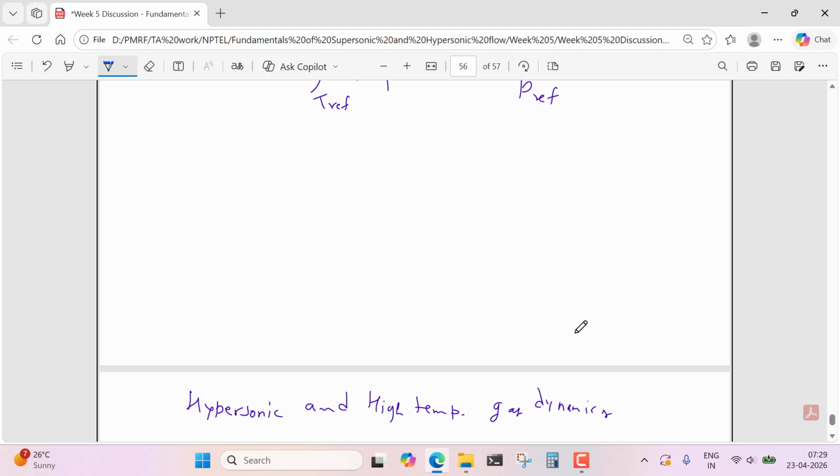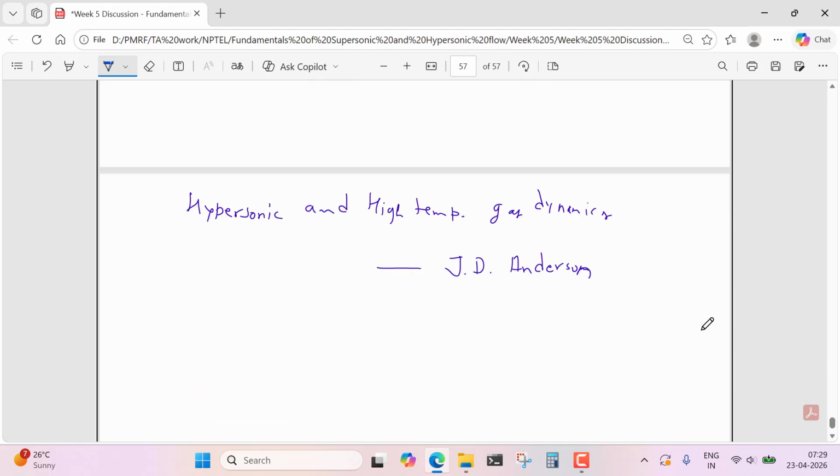One more thing: for all the lectures which I have taken, most of the things I have taken from the book Hypersonic and High Temperature Gas Dynamics by J.D. Anderson. Most of the things related to the course you can find in this book. So besides the lecture, if you want to follow some book, I think it is a good book to follow.